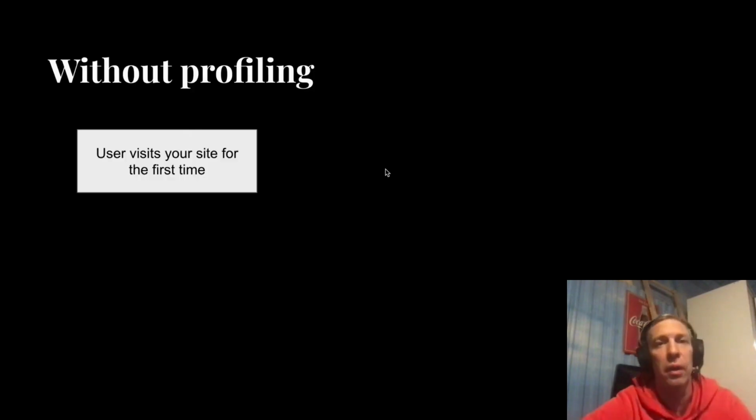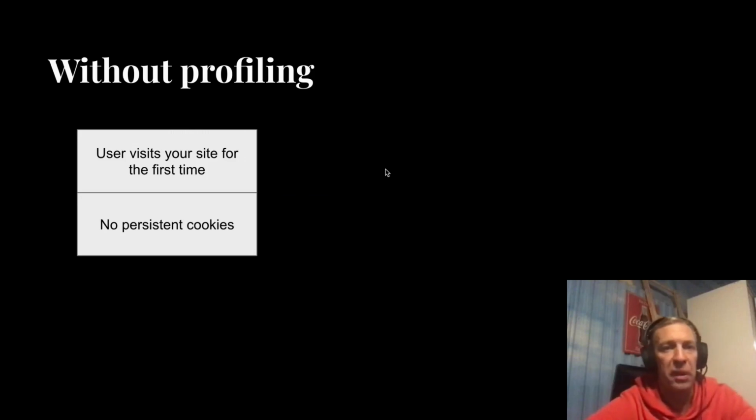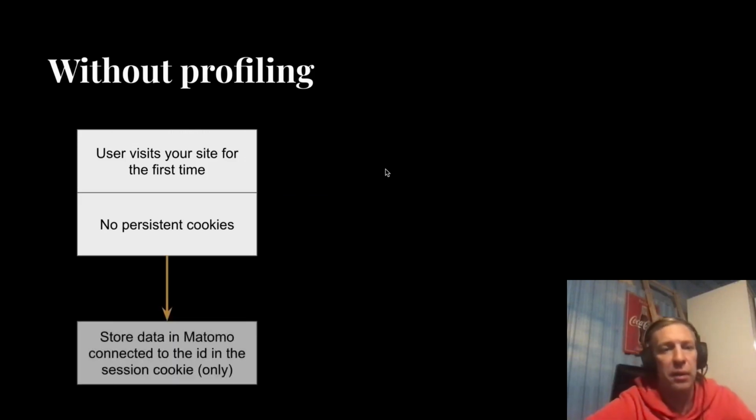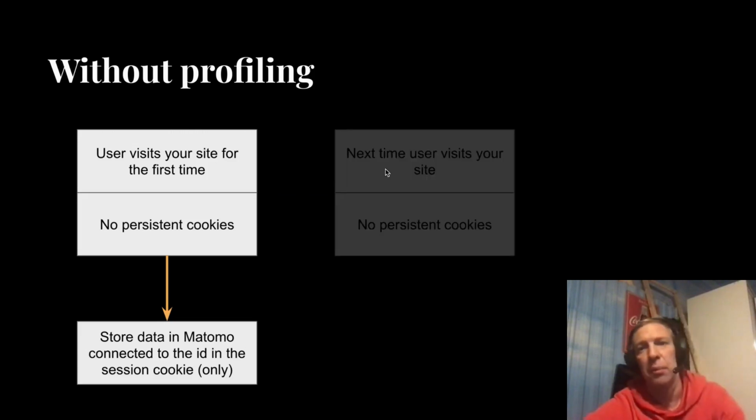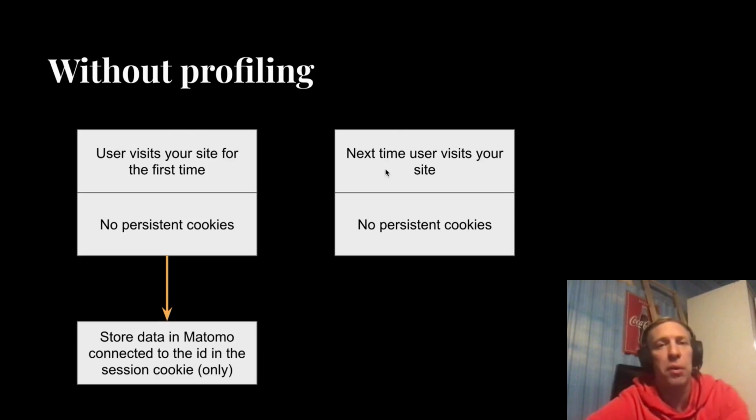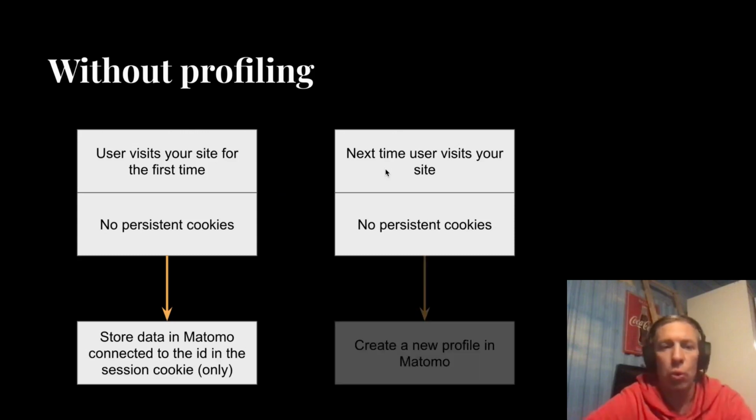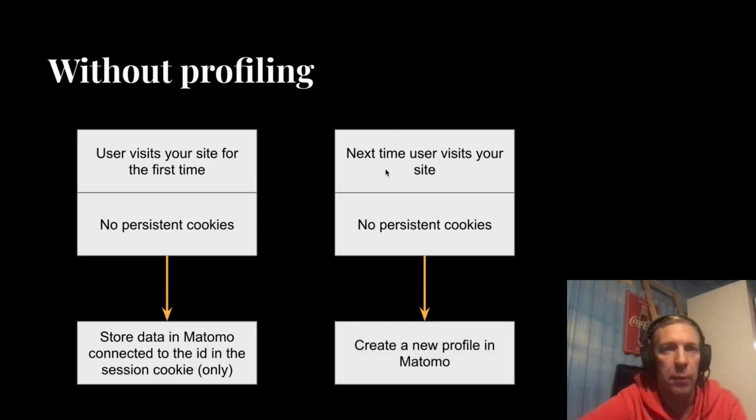So the solution is, of course, to not do profiling. And that means that when a user visits you the first time, we are not setting persistent cookies, meaning the data stored in Matomo is connected to a session cookie only. So the next time the user gets there, we don't have any persistent cookie that can connect that ID to any previous visits. So we create a new profile in Matomo, and this is actually the definition of not profiling. So we can avoid that through having Matomo not set these cookies.